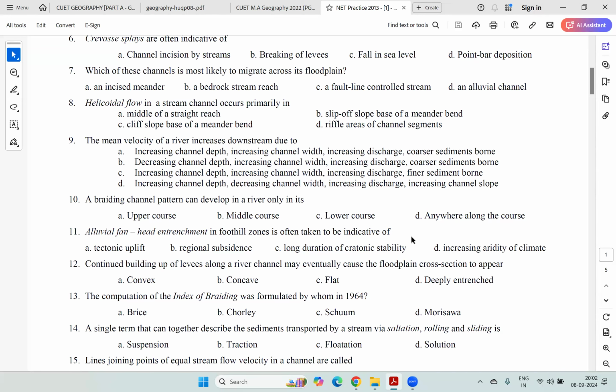What is the answer to 14? The answer to 14 is traction. Traction means bed load movement. Okay, bed load movement. So this is 14. All right.